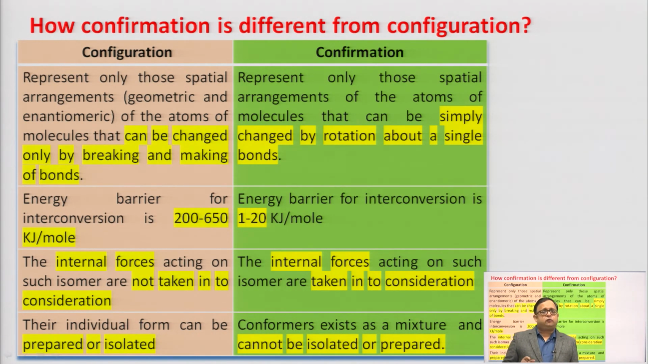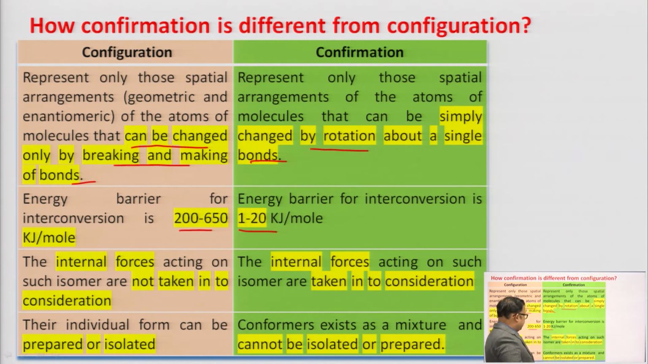Now, here are a few key points that differentiate between configuration and conformation. Configuration can be changed only by breaking and making of bonds, but conformation can be changed by rotation about the single bond. The energy barrier is 200 to 265 kilojoules per mole in configuration, while it is hardly 1 to 20 kilojoules per mole in conformation. Internal forces are taken into consideration in conformation, but not in configuration. Configurational isomers can be separated easily, but conformational isomers cannot be isolated easily.